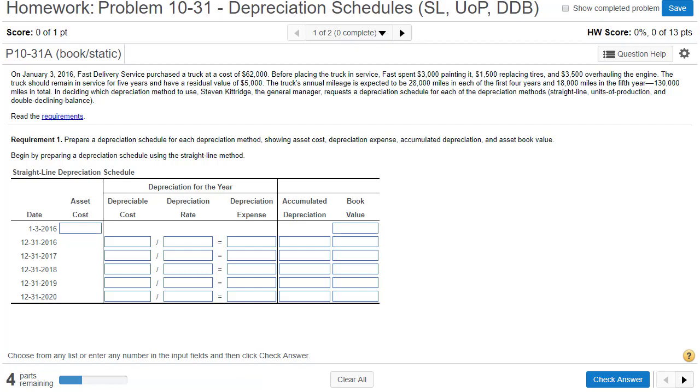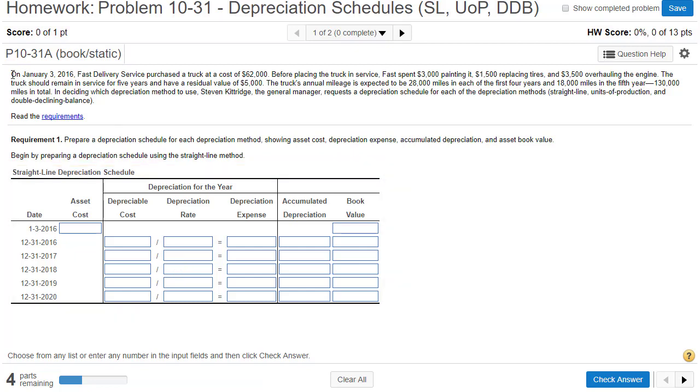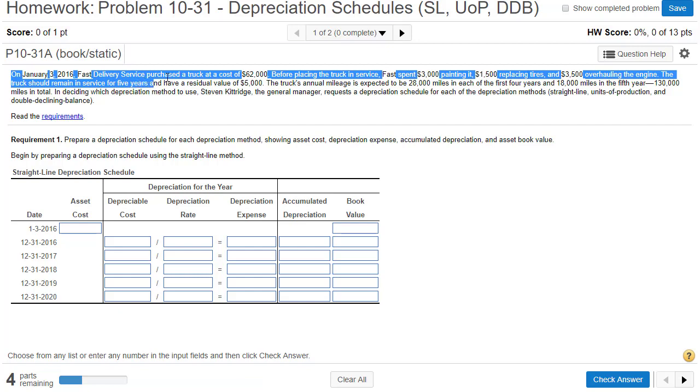Problem 10-31. We're going to do full depreciation schedules using straight-line, units of production, and double declining balance for a truck. Now, a full depreciation schedule just means you're going to calculate the depreciation over the life of the asset. So on January 3rd, Fast Delivery Service purchased a truck that cost $62,000.